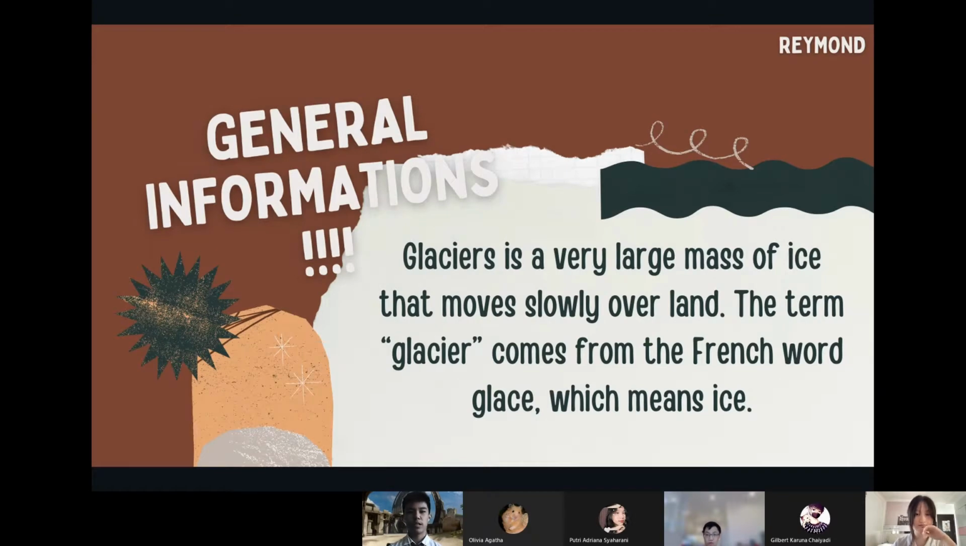Now I will explain general information about glaciers. A glacier is a very large mass of ice that moves slowly over land. The term glacier comes from the French word glace, which means ice. Glaciers are often called ice rivers.